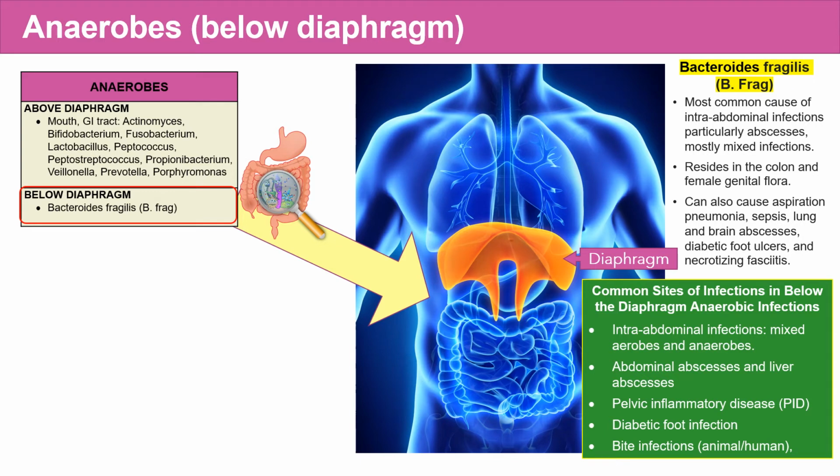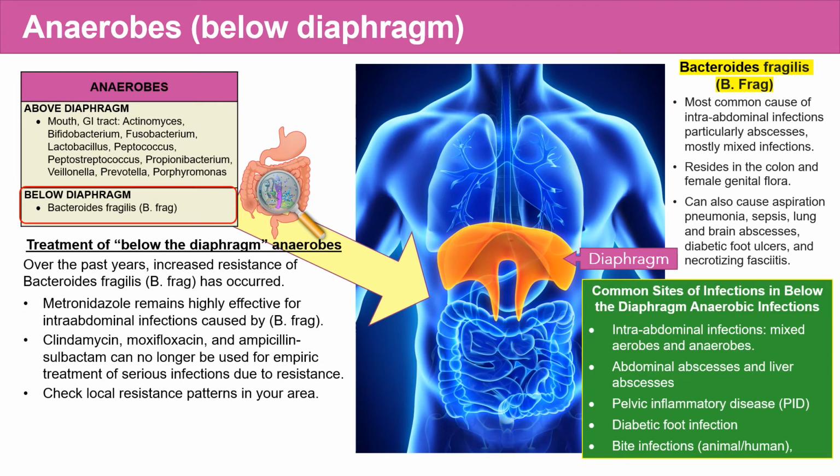Bacteroides fragilis or B. frag is the most common cause of these intra-abdominal infections, and they're primarily found in these abscesses. And these are mostly mixed infections, as we've mentioned earlier. They usually have other types of aerobic bacteria that are also mixed in with B. frag. It resides in the colon and female genital flora. And it can also cause aspiration pneumonia and other types of infections such as sepsis, lung and brain abscess, diabetic foot ulcers, and necrotizing fasciitis.